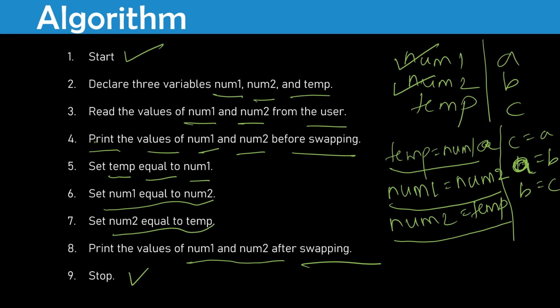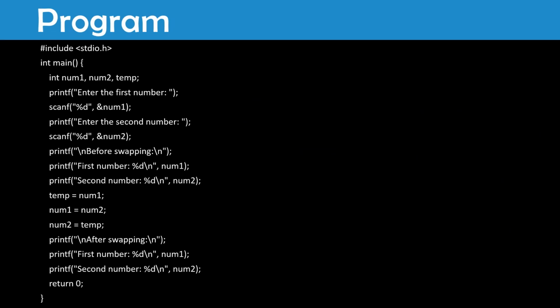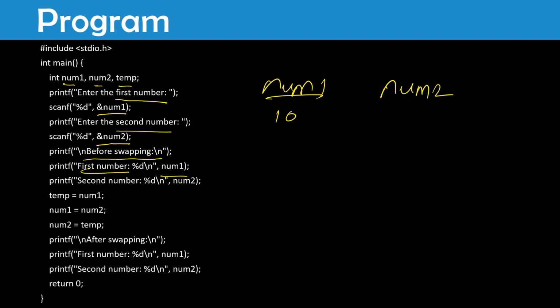Okay. Now these same lines are converted into a program. First, num1, num2, temp: three variables. I ask the user to enter the first number and store it in num1, and I ask the user to enter the second number and store it in num2, before swapping. What is the first number? Num1. For example, I have given 10 in num1 and 20 in num2. Now what output will come? First it will print 10, 20.